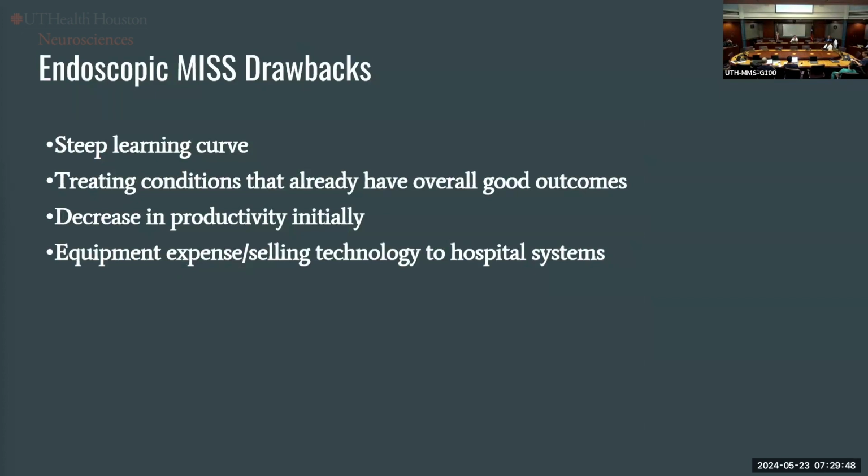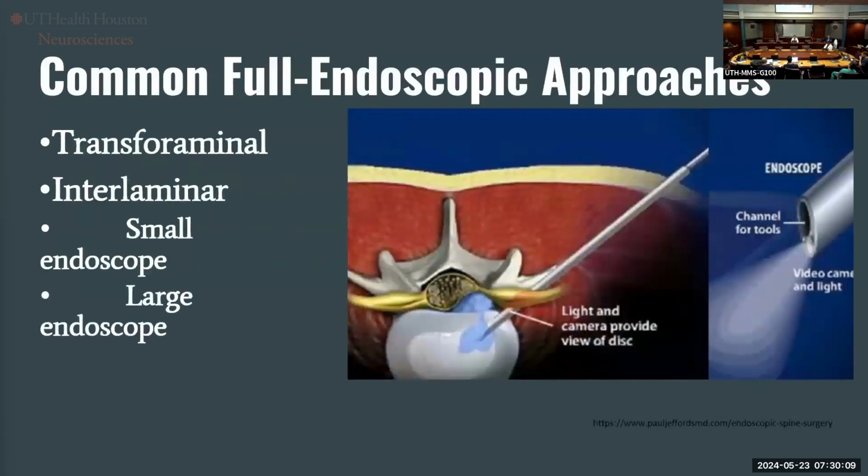Most of the applications of endoscopic spine surgery are treating sort of isolated herniated or overgrown tissue, whatever it may be. And anything that gets rid of that is going to decompress a nerve and lead to a good outcome anyway. It'll decrease the surgeon's productivity, and then you have to overcome that, or basically get the hospital to pay for it. So the most common approaches in the lumbar spine are transforaminal and interlaminar approaches.